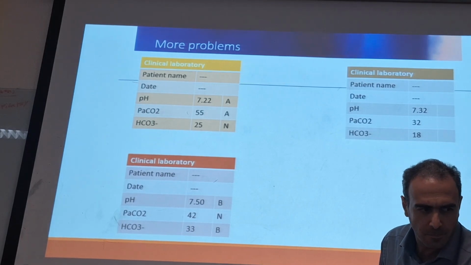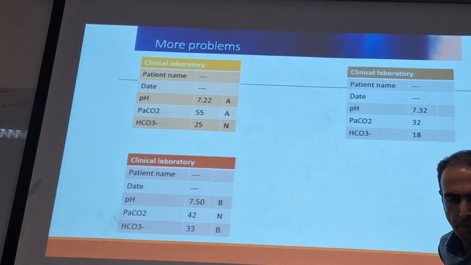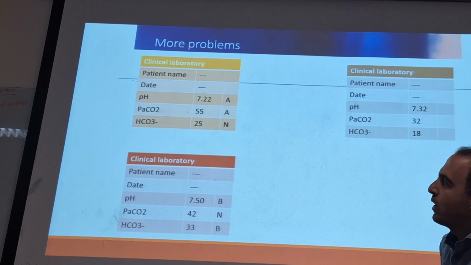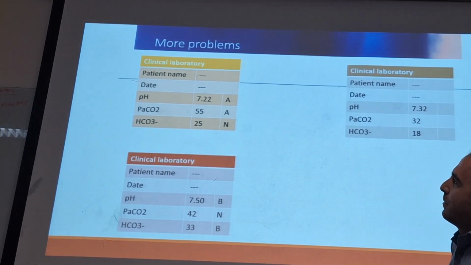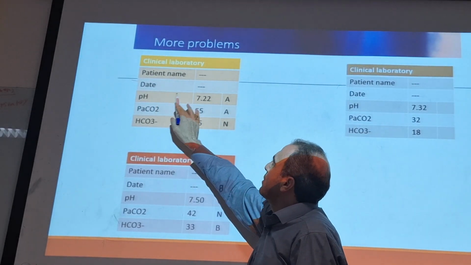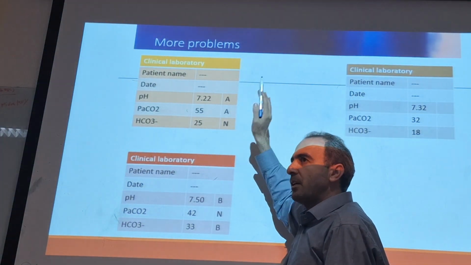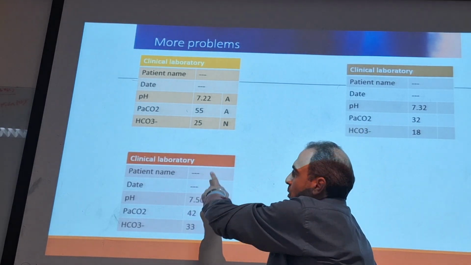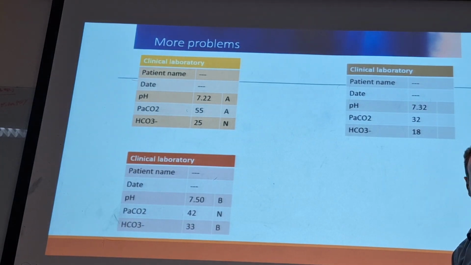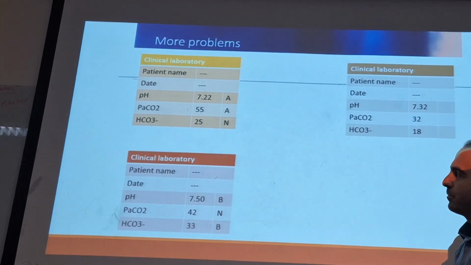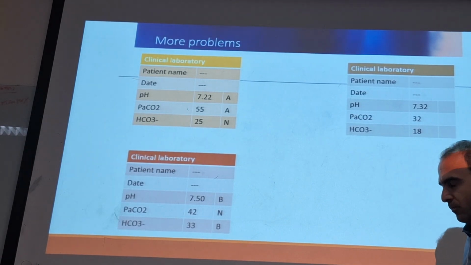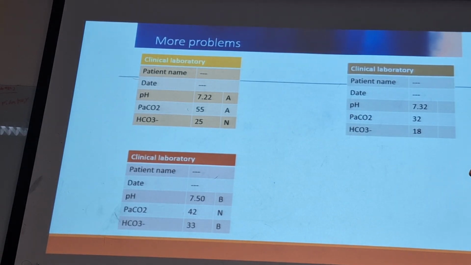So what about this? Respiratory acidosis. Exactly. pH is low, PCO2 is acidic, bicarbonate is normal. It is uncompensated respiratory acidosis. What about that? Metabolic alkalosis, uncompensated. Which one are we talking about? This one. This is uncompensated metabolic alkalosis.